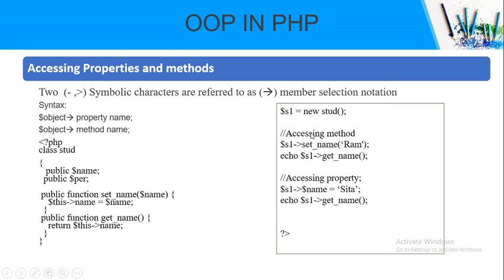And then for accessing, you can access the method by using the member selection notation. First, $s1 is the object, then you call the setName method and pass the argument as Ram. Then after accessing this method you can display the result by using getName, and for accessing the property, $s1->name equals Sita, echo $s1->getName. Thank you.